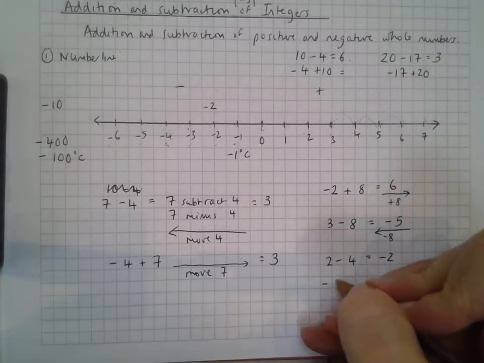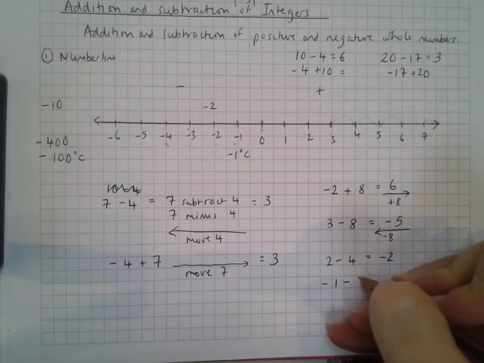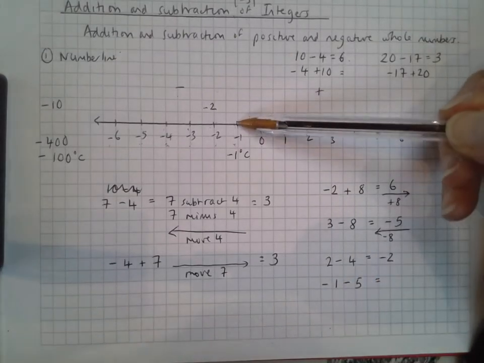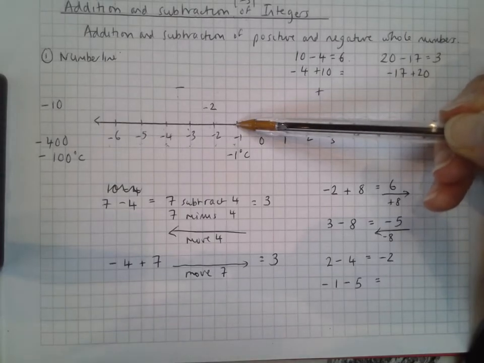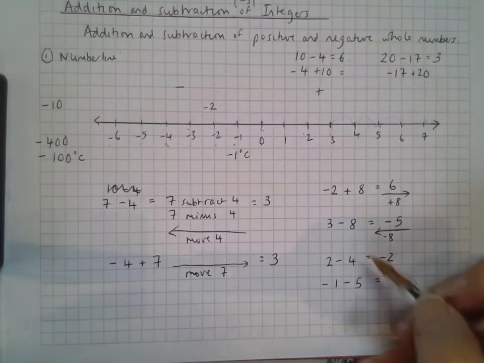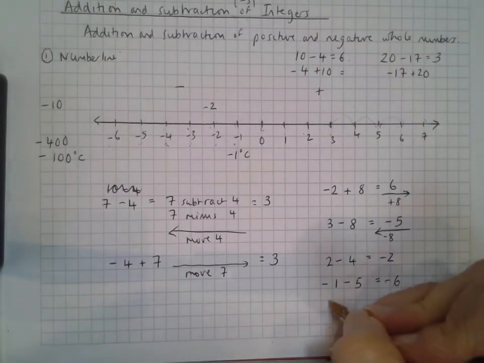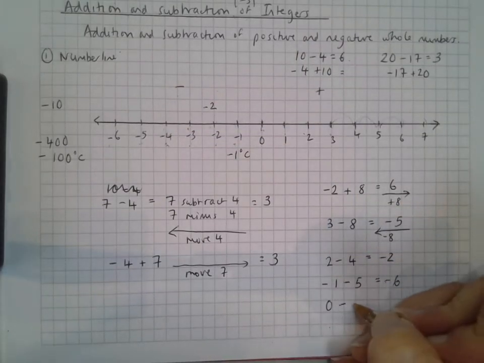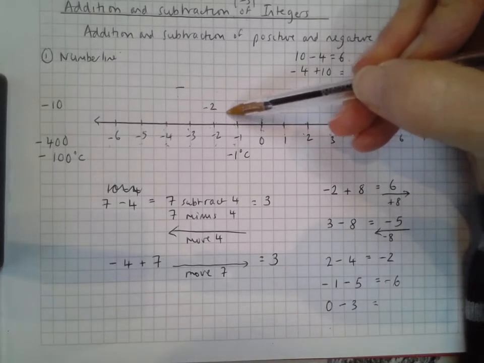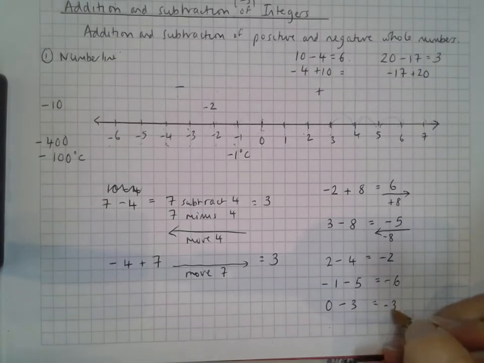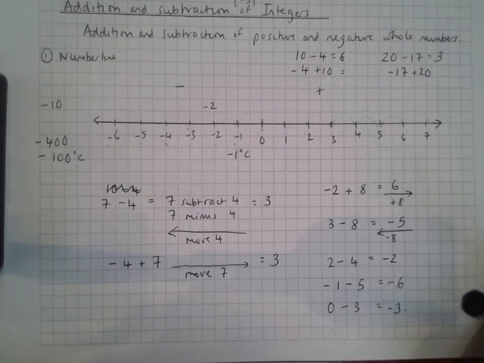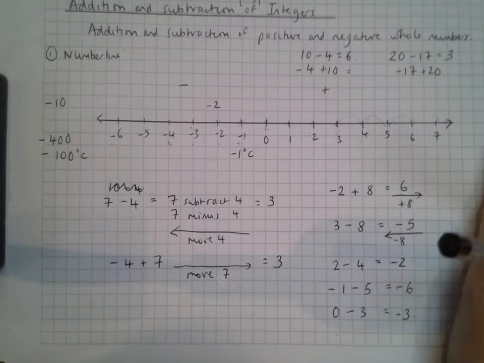Here's a harder one. I've got -1 minus 5. How's that going to work? Well, I start at -1. I'm subtracting 5, so I move 5 places to the left. 1, 2, 3, 4, 5, I get to -6. How about 0 minus 3? Start at 0, to the left, 1, 2, 3, I end up at -3. So a number line can be super useful when we're adding and subtracting integers.